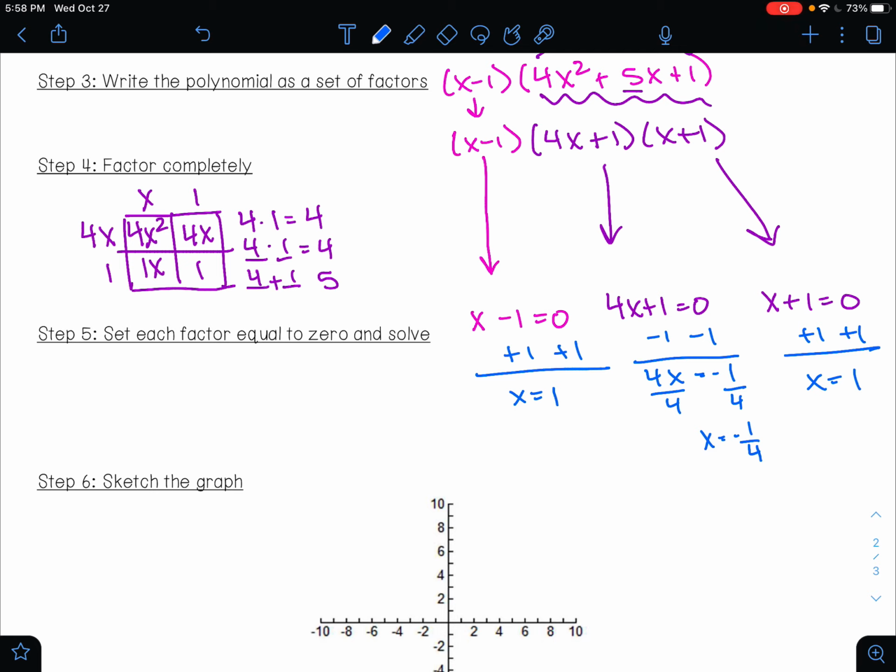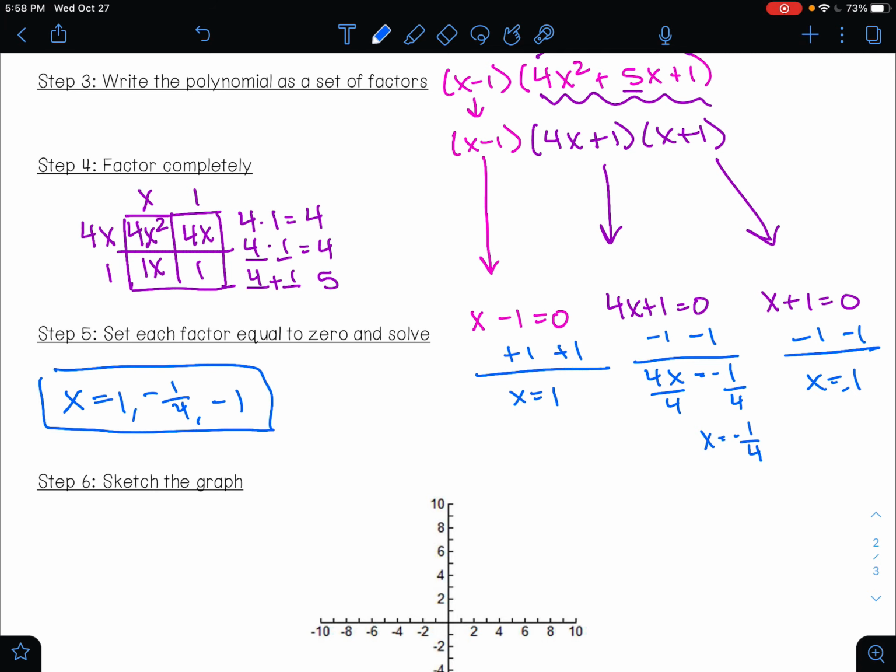Oops, I'm not going to add, I'm going to subtract. Silly me. To undo addition, we do subtraction. There we go. So my zeros are x equals 1, negative 1/4, and negative 1.